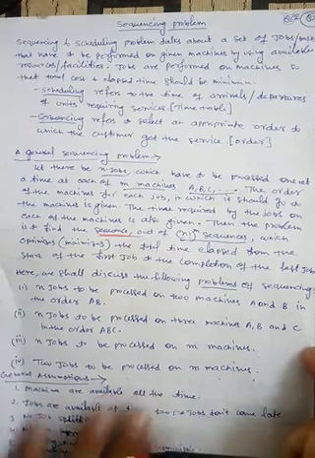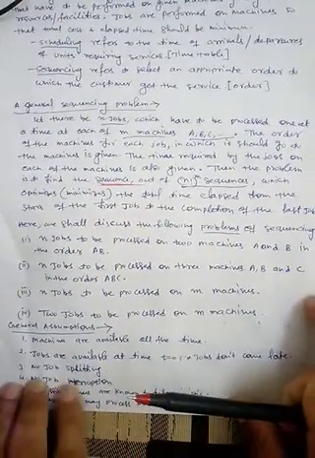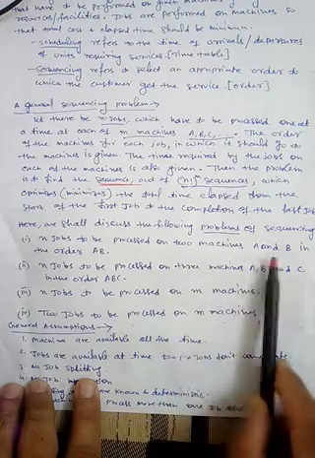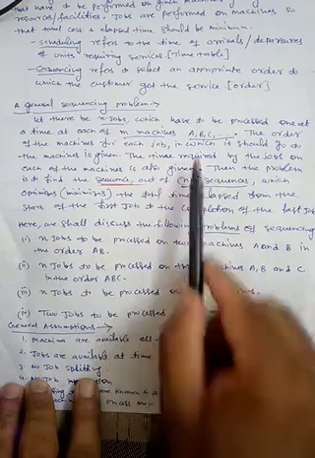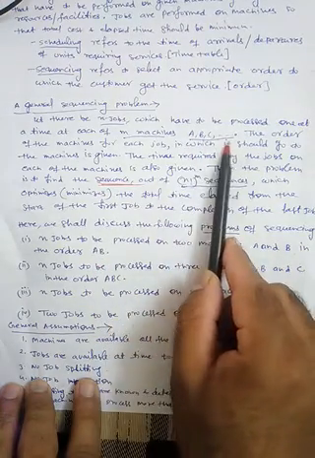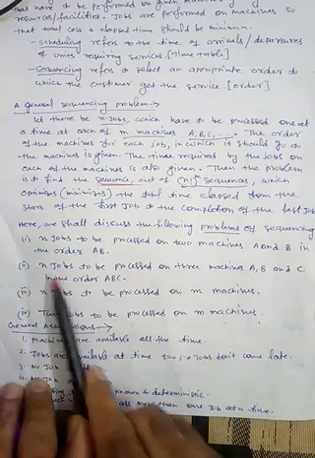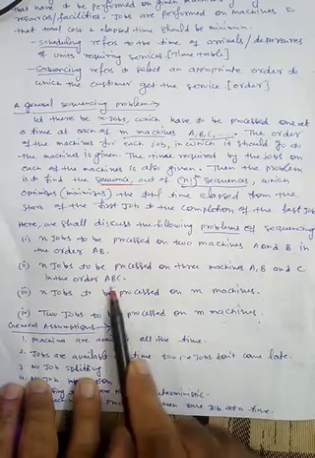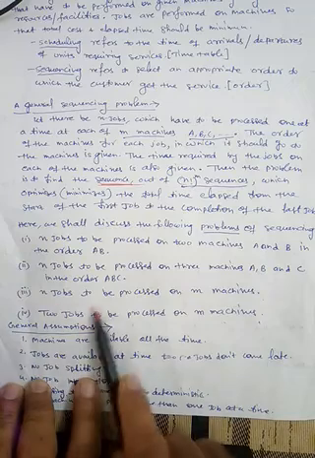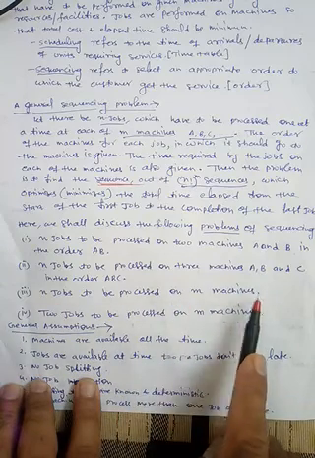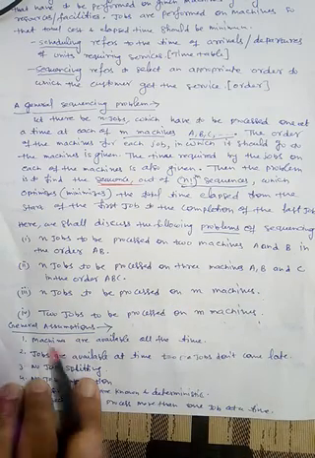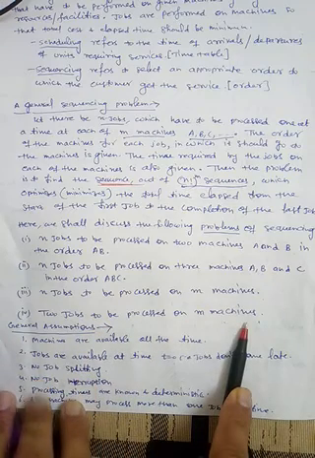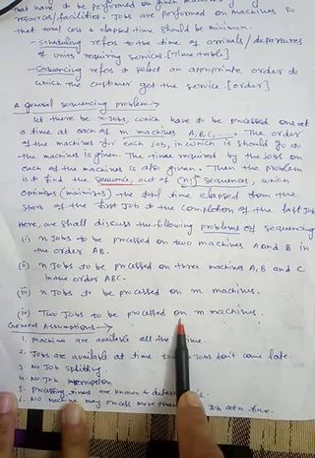Now specifically in this category we have 4 problems. First, n jobs to be processed on 2 machines A and B, and the order is AB, that means the order is already assigned. Second, n jobs to be processed on 3 machines A, B, C, order is ABC. Third, n jobs to be processed on m number of machines. And last is 2 jobs to be processed on m machines. So these are the 4 types of problems.